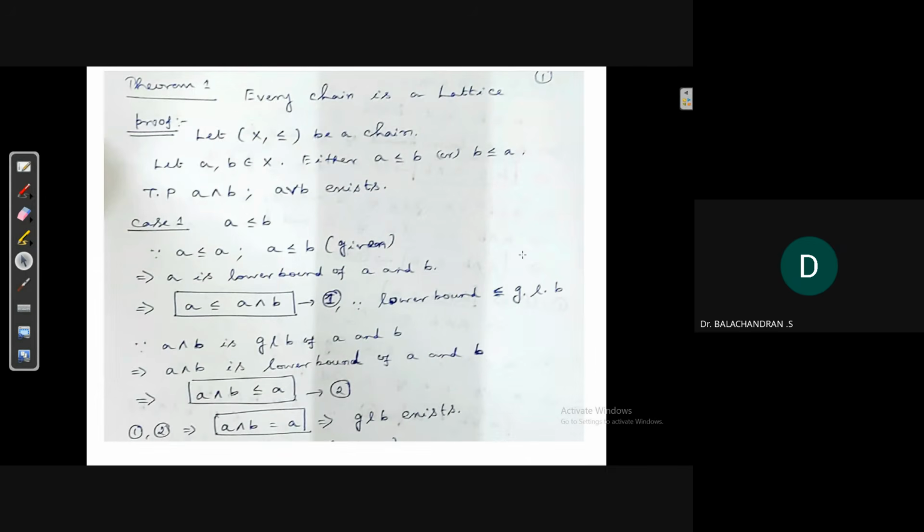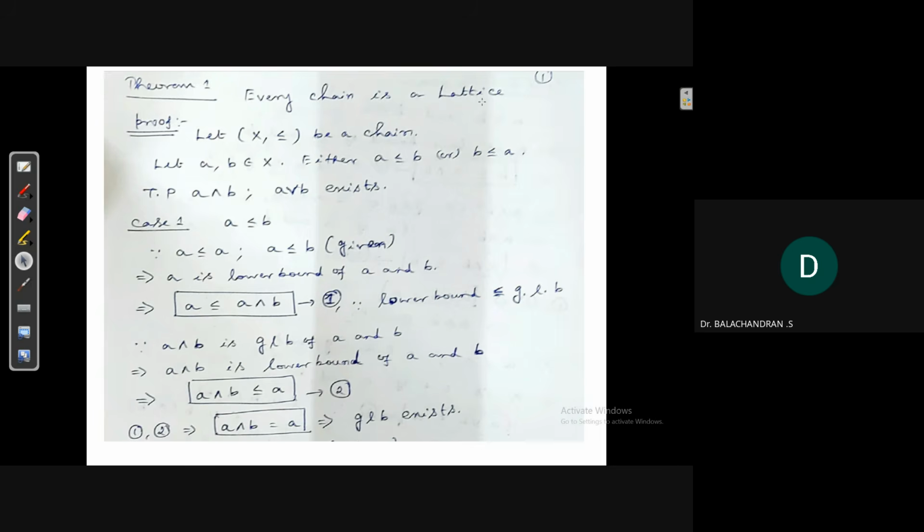Okay. So I think in the morning we discussed the definition of chain and the definition of lattice. So chain means any two elements are comparable. So suppose you take A and B from the chain, A is less than or equal to B or B is less than or equal to A. So that's why we say that any two elements in a chain are comparable. Okay, I want to prove it is a lattice.